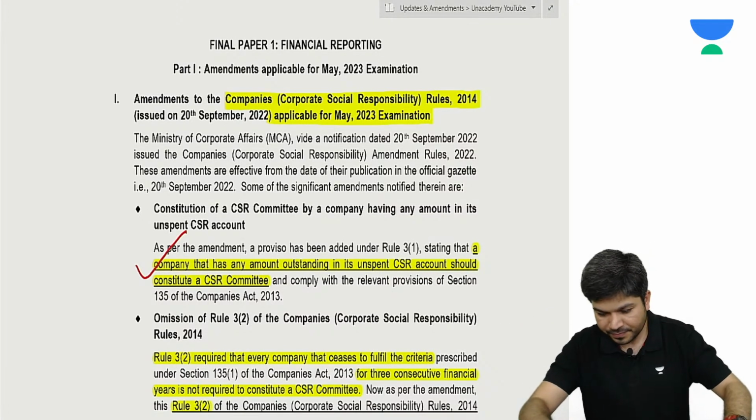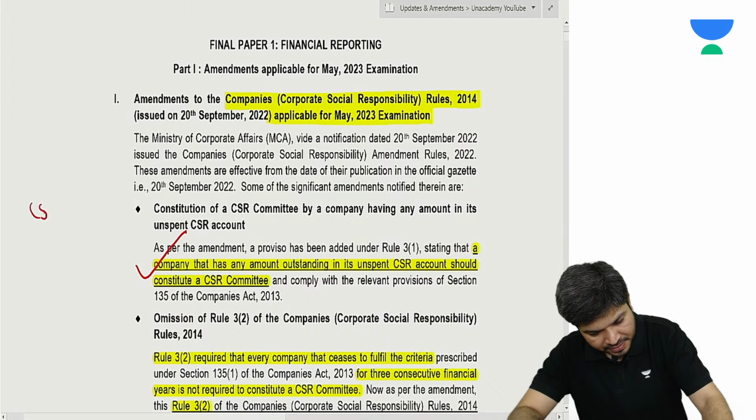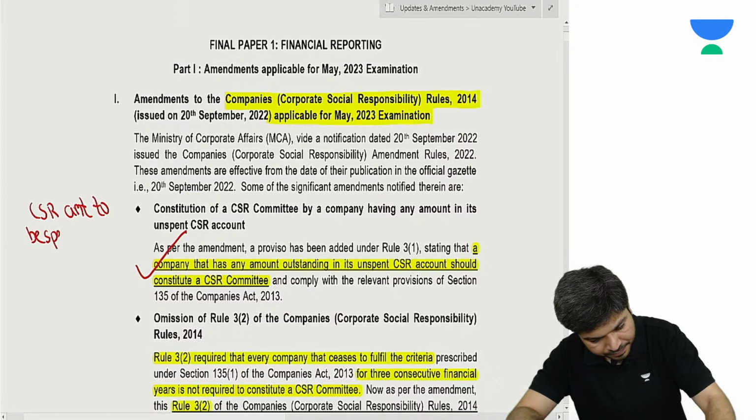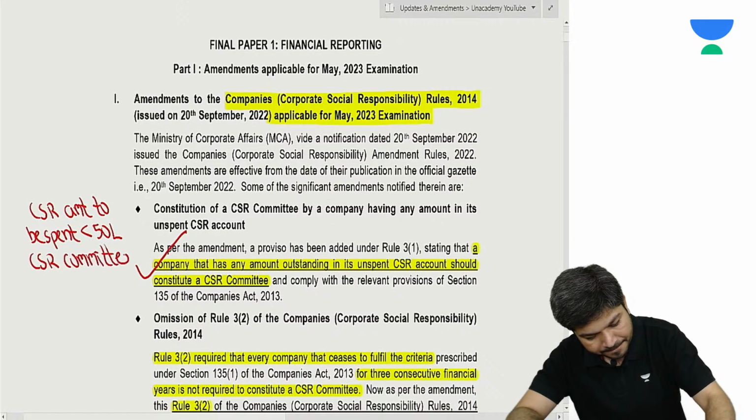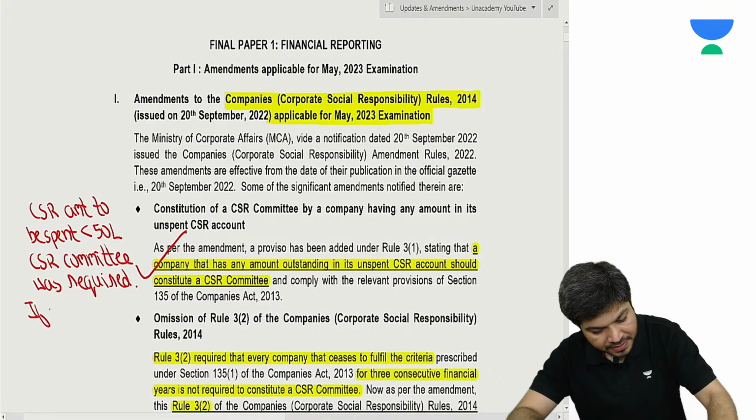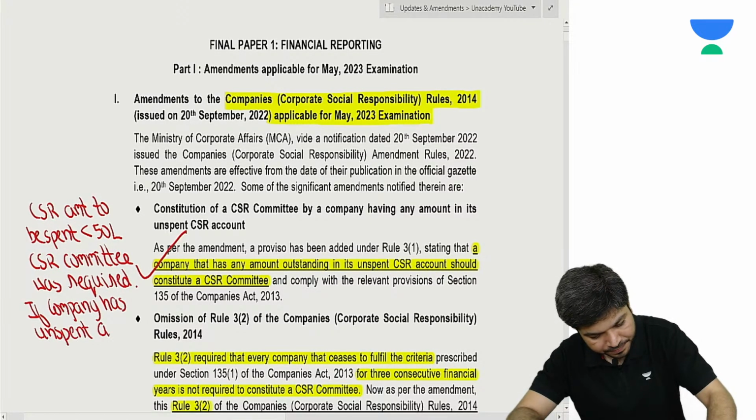Remember? CSR amount to be spent less than 50 lakhs, CSR committee was not required. Then that function can be done directly by the board. But if there is unspent amount, if the company has unspent amount, then CSR committee becomes mandatory. Did you get this amendment?